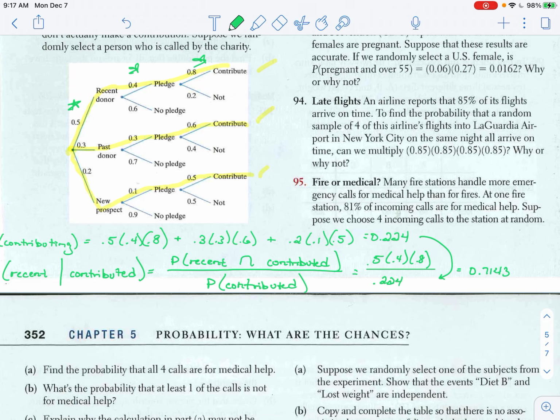So if I already know they contributed, there's about a 71% chance that they were a recent donor, which makes sense. This is basically saying I'm limiting myself to just the contributed people, and of those people, I'm putting in the numerator essentially the probability that they were the recent people. Because they could have been recent, they could have been new donors, whatever.